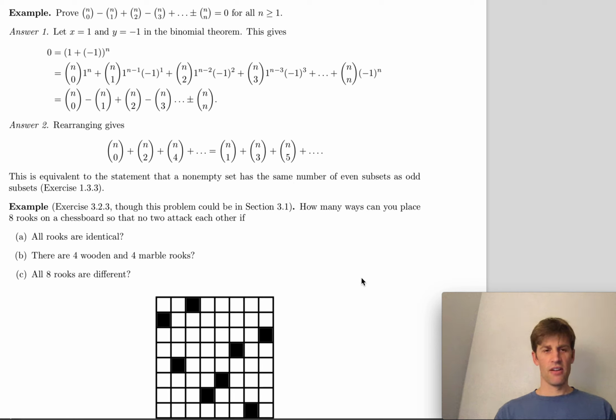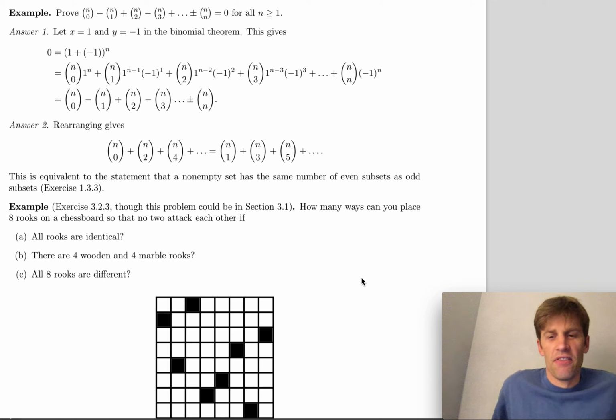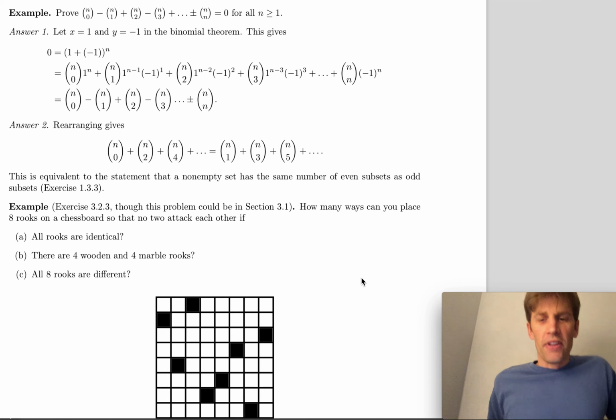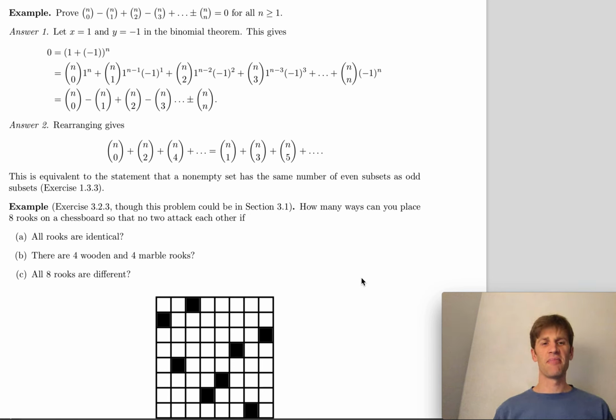Okay, so that's the end of the new content on the binomial theorem. It takes a little getting used to, but we'll practice it on homework. I want to end with one example that uses the binomial coefficients in a pretty minor way, but it's a fun counting problem.